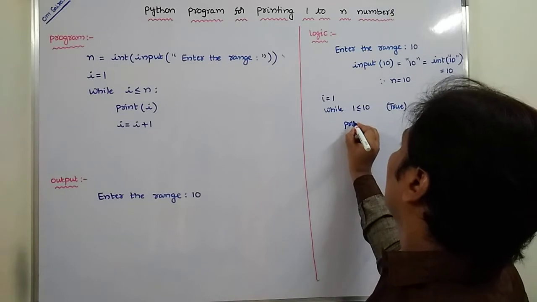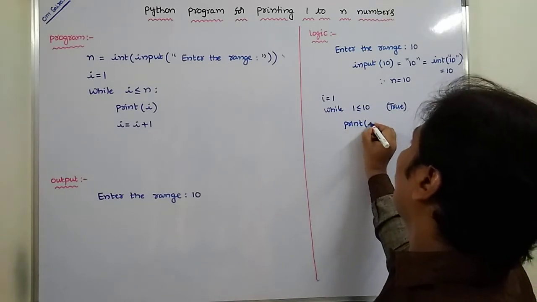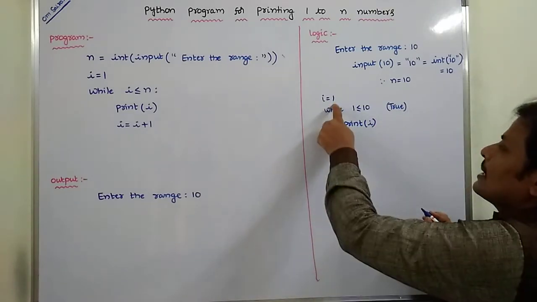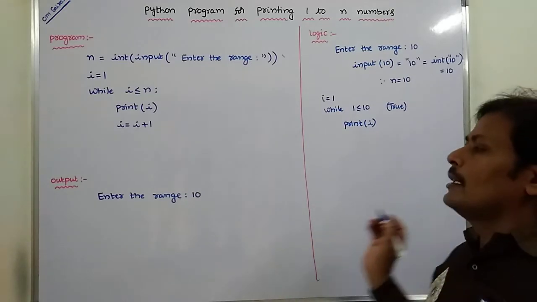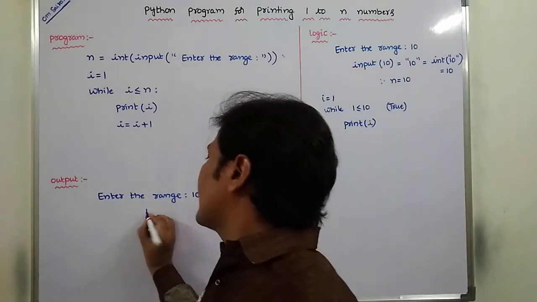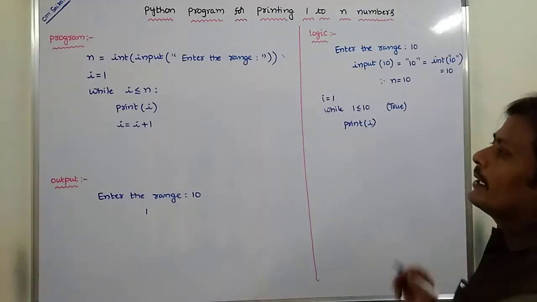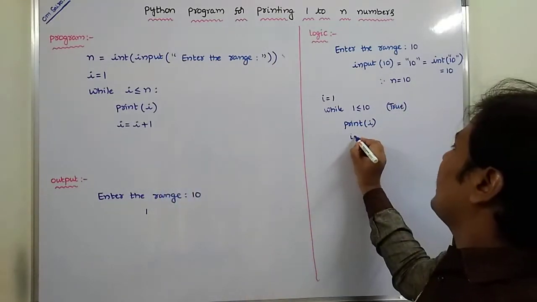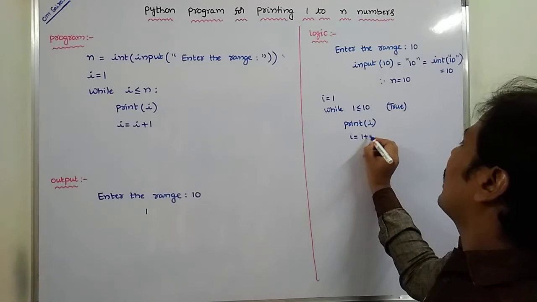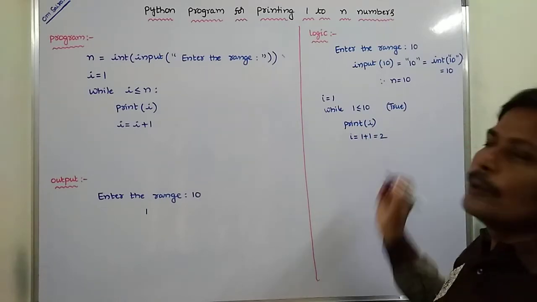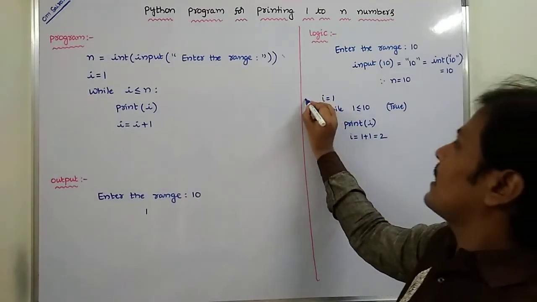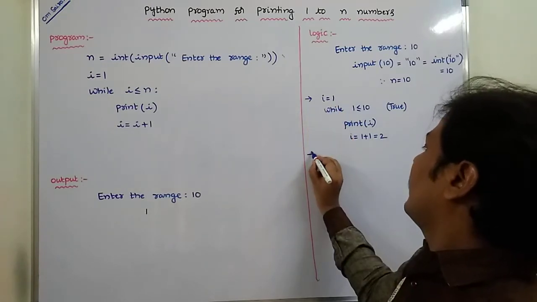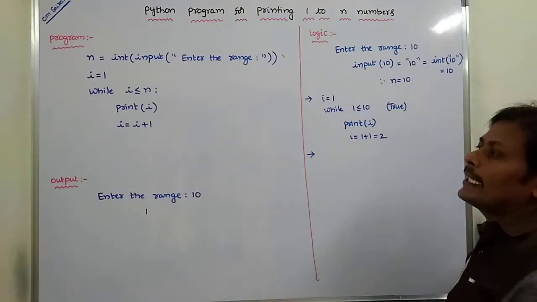So print of i. I value is 1, so now 1 is printed. Next one, i is equal to i plus 1. 1 plus 1 is equal to 2. So this is the first iteration. Next we go for second iteration.